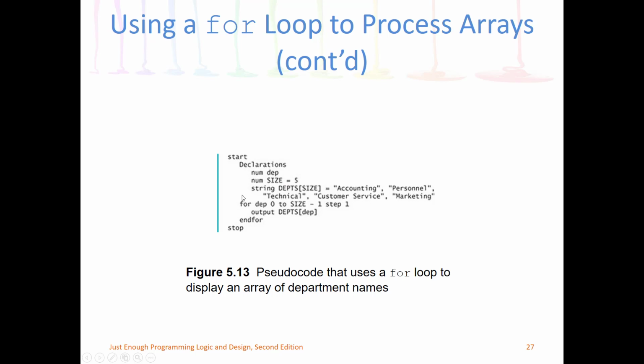Now notice that you can use the loop control variable as your index because you're just looping through. You don't care how many elements there are. So it starts out at 0. There's dep, that's your loop control variable. It outputs accounting, then steps it by 1. Comes back up here and looks, and now dep is 2, personnel, then 3, technical, then 4, customer service, then 5, marketing, then 6. Well, we've already exceeded size minus 1, so it blows out.